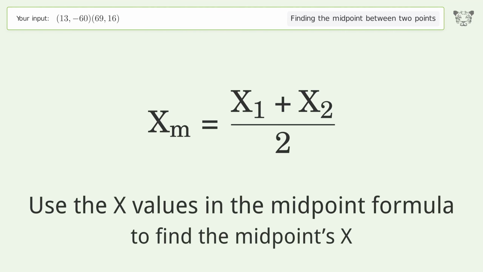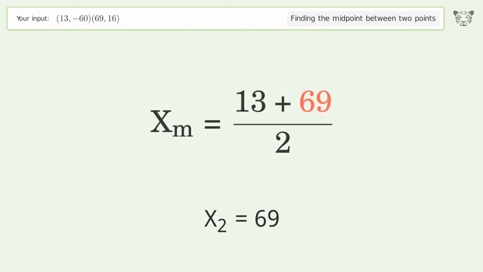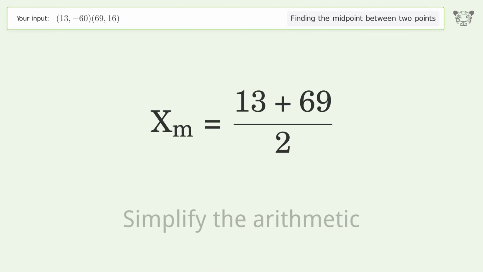Use the x values in the midpoint formula to find the midpoint's x. x1 equals 13. x2 equals 69. Simplify the arithmetic.